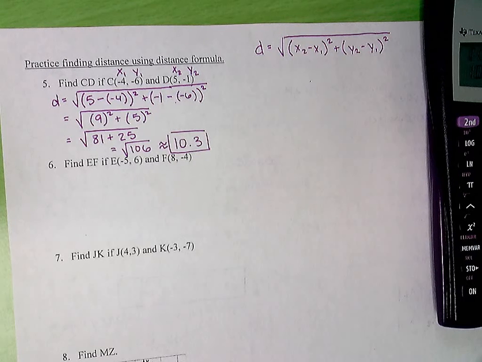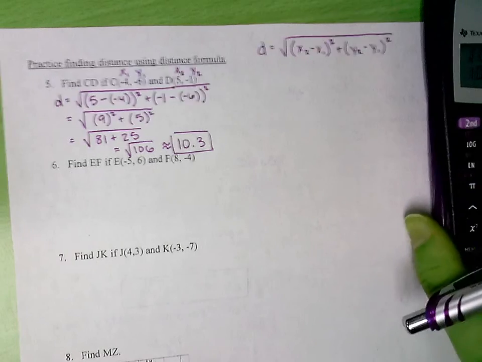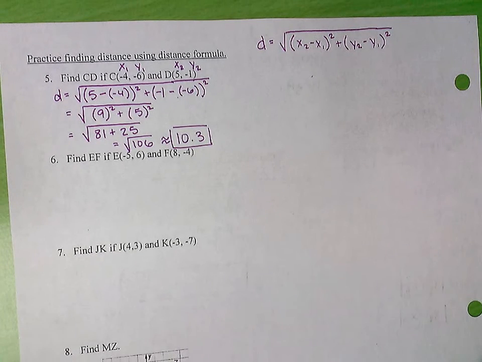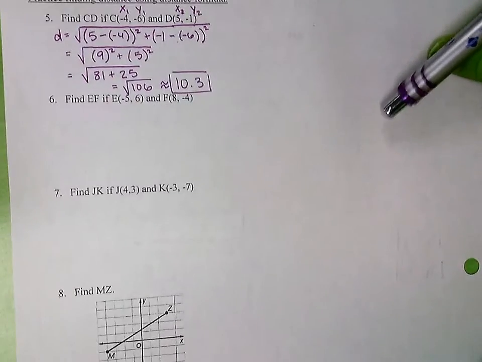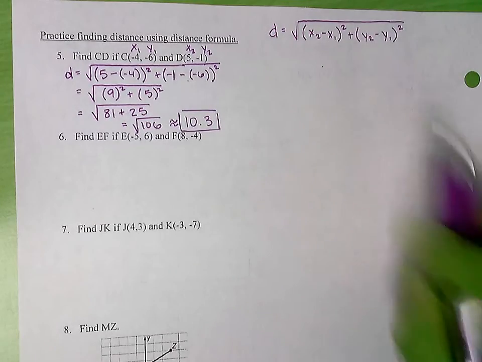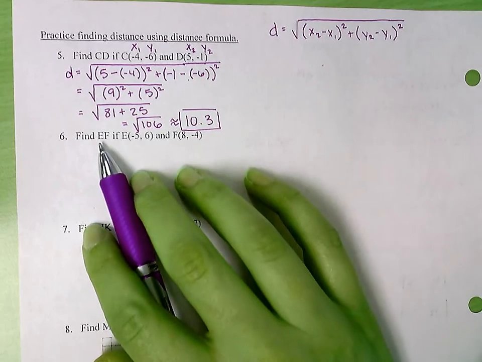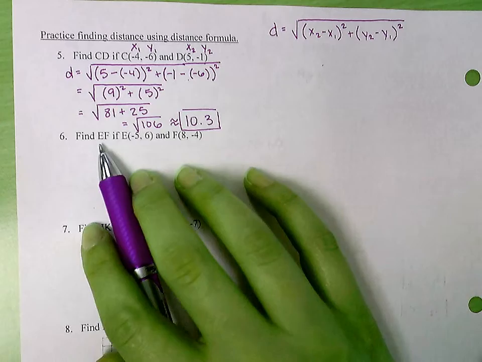Okay, if you're having issues with your calculator and you're not getting that answer, after I'm done with problem 6, I can come around and help you out if you're still a little lost. Okay? But questions on 5 before we go through 6? All right, so number 6, we're going to do the same thing. We're using this distance formula here, finding that distance between points E and F.